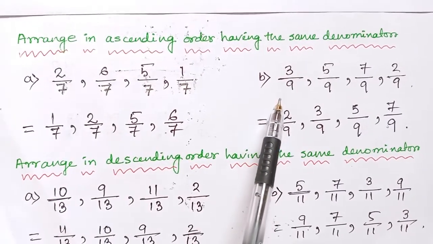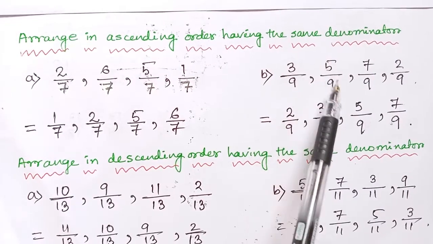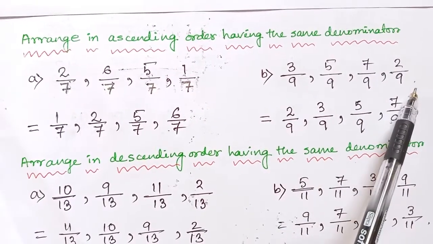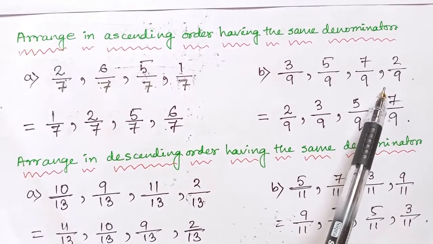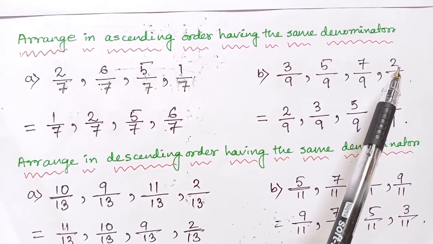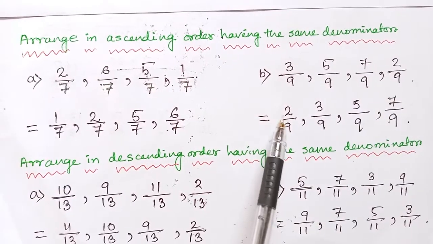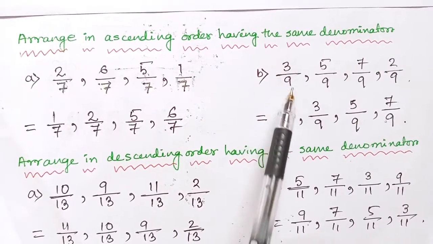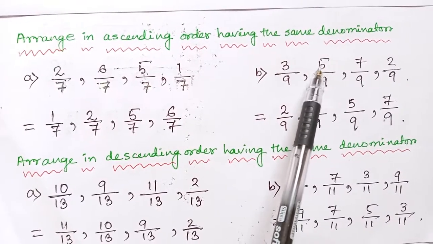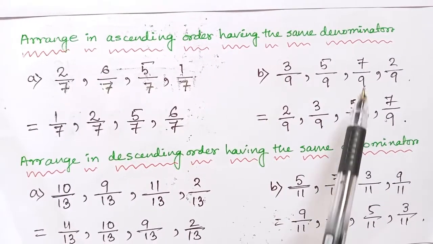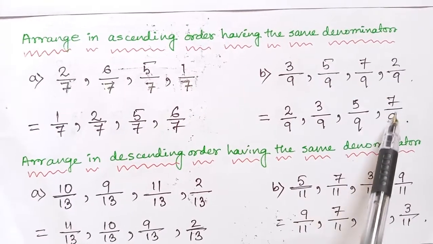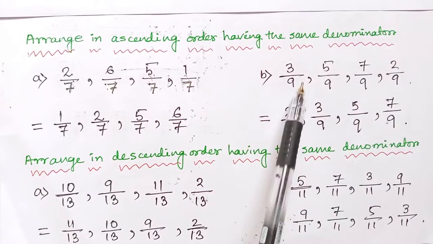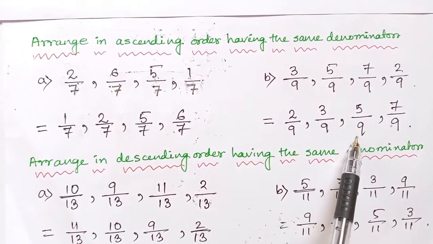Now come to example number B. 3 by 9, 5 by 9, 7 by 9, 2 by 9. All the denominators are same, that is 9. So first is the smaller fraction, 2 by 9. After that 3 is the smaller, so 3 by 9. After that 5 by 9. Then 7 by 9. So this is the arrangement of this fraction in ascending order.